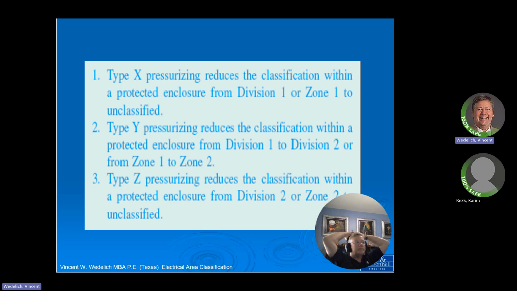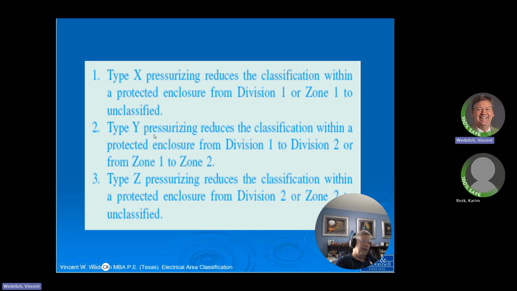Okay. Not bad. If you have a Y purge, you can do a Div 1 to a Div 2. So you can have an enclosure for Div 1 or Div 2 or Zone 1 or Zone 2. It's a general purpose enclosure. I'm sorry, it's a Div 2 rated enclosure with components in there. And in this one, you have unclassified general purpose components in the box, yet you're putting the box in a Div 1 or Div 2, Zone 1 location.